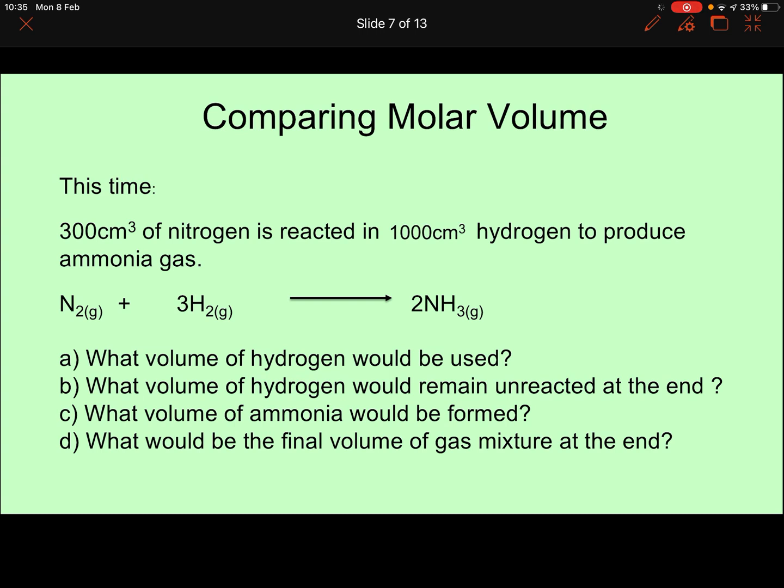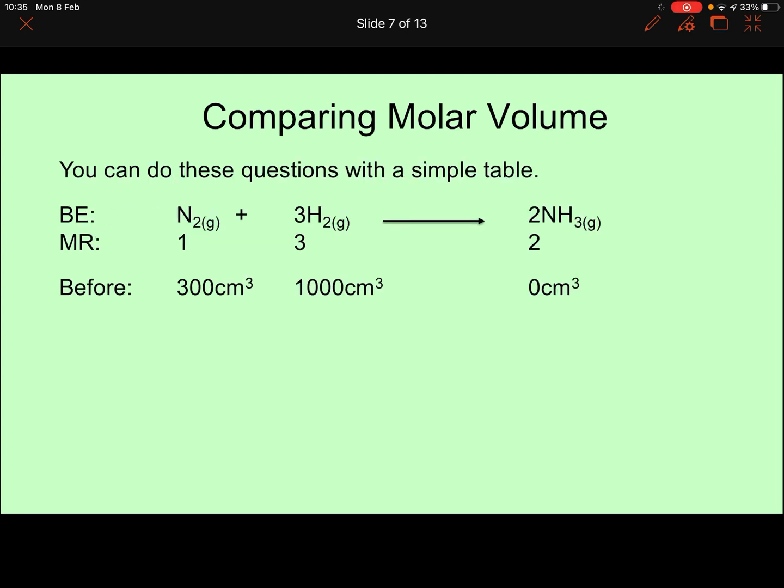And what will be the final volume of gas mixture at the end? Well, you've used up all your nitrogen. You've got 100 centimetre cubed of hydrogen left, and you've produced 600 centimetre cubed of ammonia, so you've got 700 centimetre cubed in total. And the best way to do this, I think, is just in a little table.